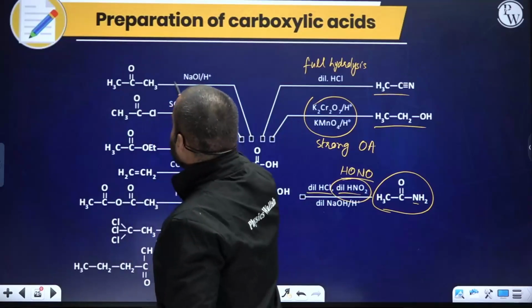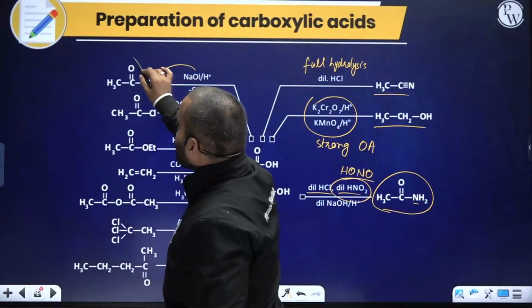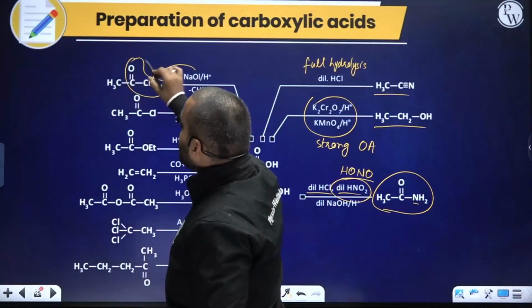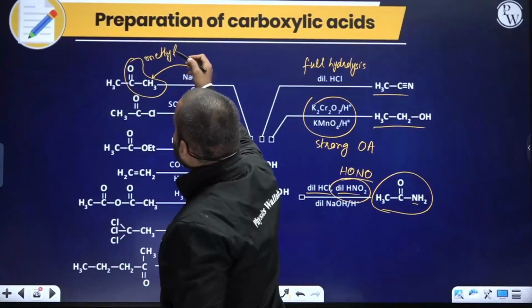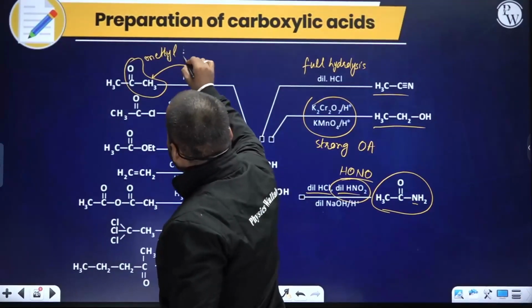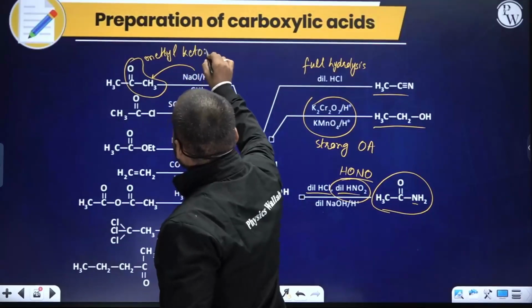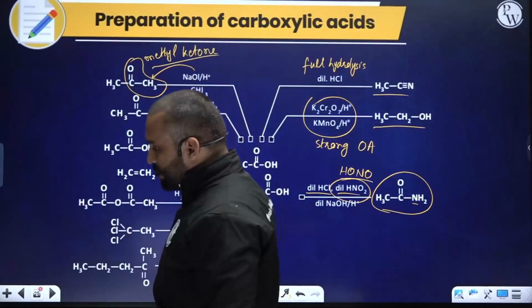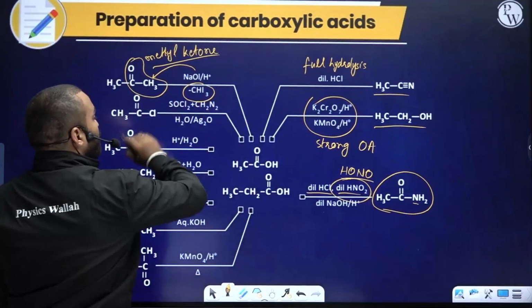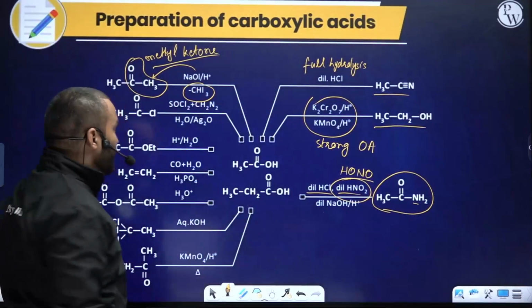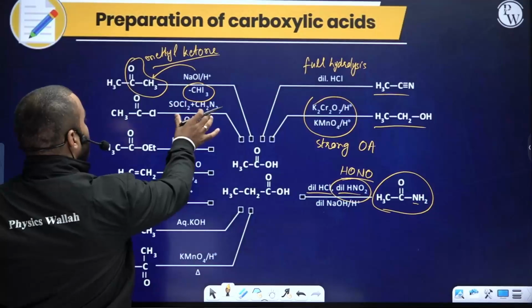This is NaOI. This we have discussed. That's for methyl ketone. This reaction is for methyl ketone. You have to tell me in the chat box, in the comment box, methyl ketone, what signature reaction will methyl ketones display? What kind of reaction will they display? What is this molecule? Iodoform. They display the iodoform reaction.